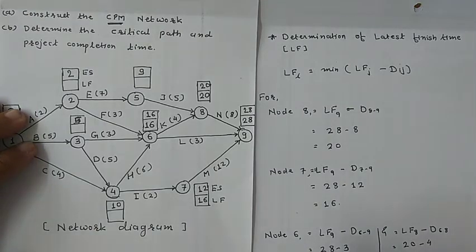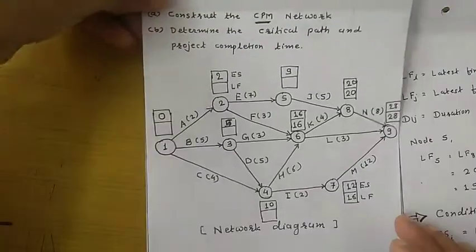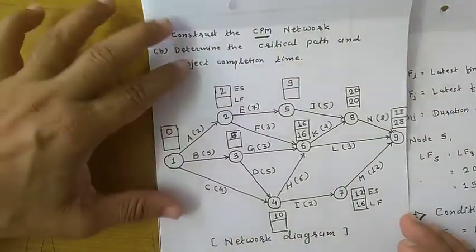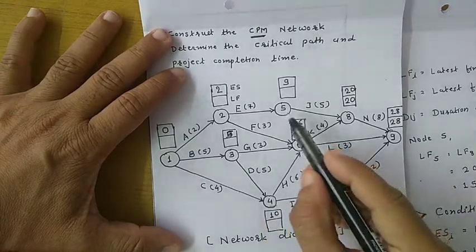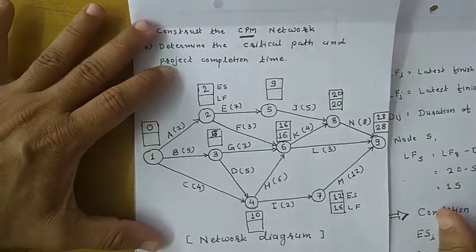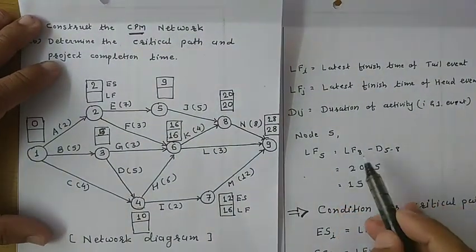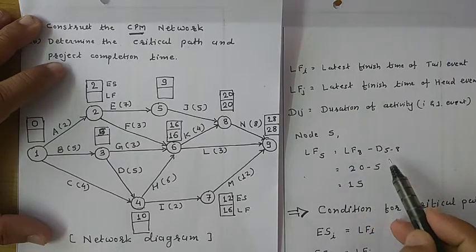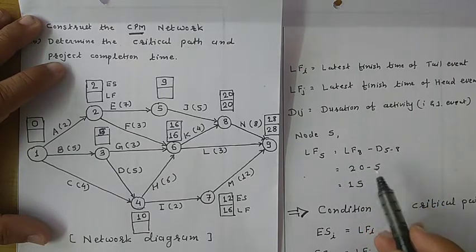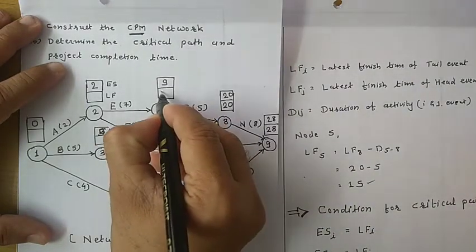Now as per this calculation, you can easily calculate for node number 5. For node number 5, the latest finish time of the head event minus duration: 20 minus 5, that is 15. So write down 15 over here.